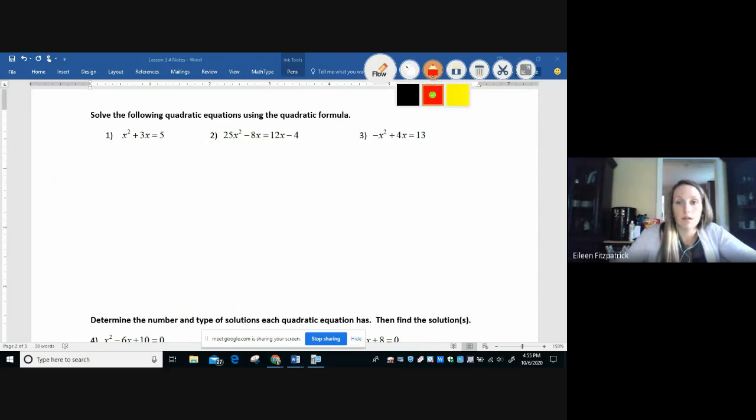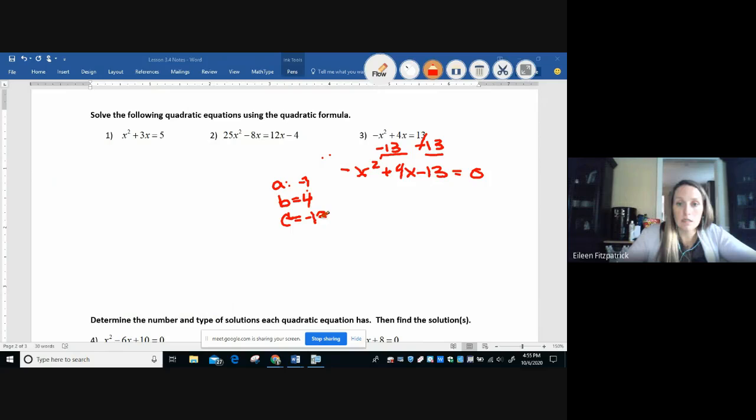Okay. And this last one, let's subtract 13 from both sides to get started. So I have negative x squared plus 4x minus 13 equals 0. A is equal to negative 1. B is equal to 4. C is equal to negative 13.